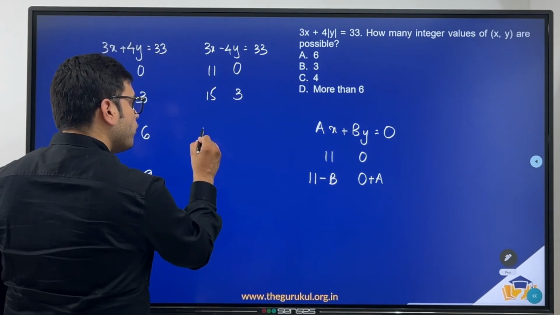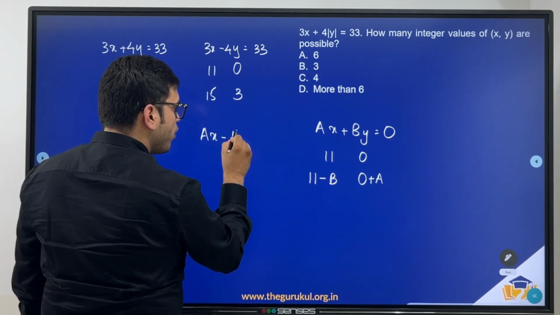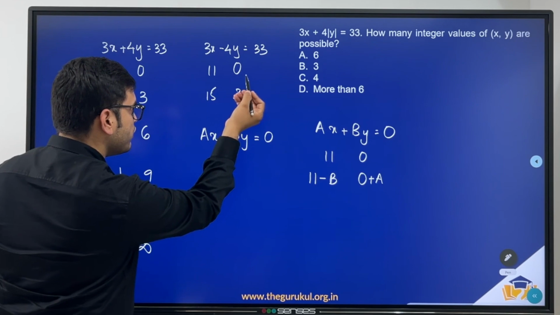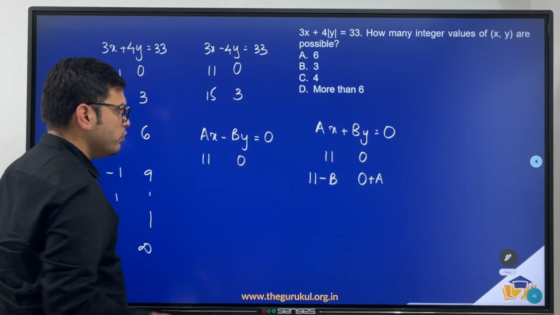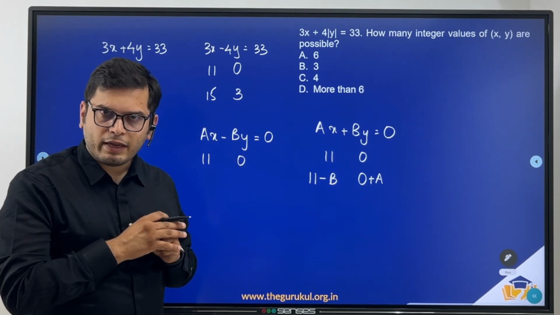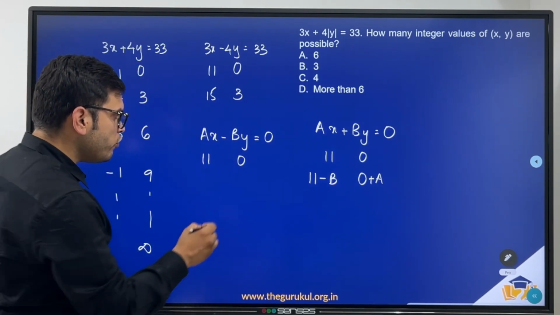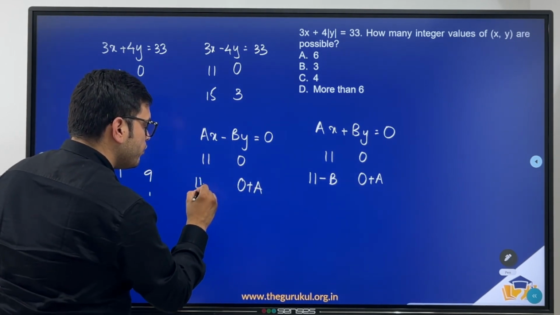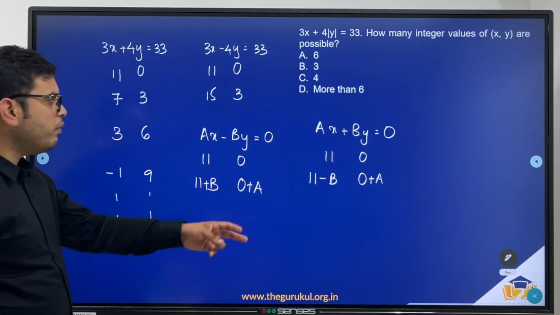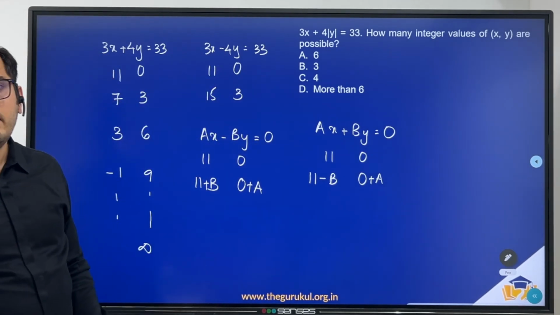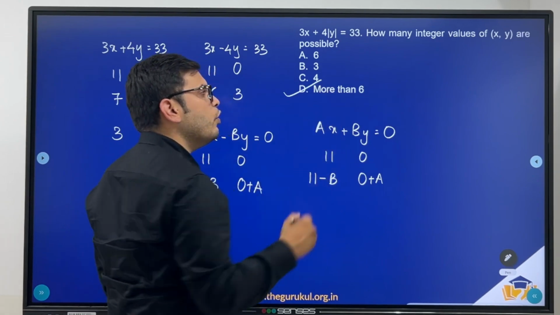Now if you have an equation in the form of ax minus by is equal to c, here the first value 11, 0, right? So these are one of the values of x and y which satisfy that equation. To find more values, all you need to do is increase this by a and increase this by b, where a and b are coefficients of x and y, right? So you will be having infinite values here. So the answer for this question should be option D.